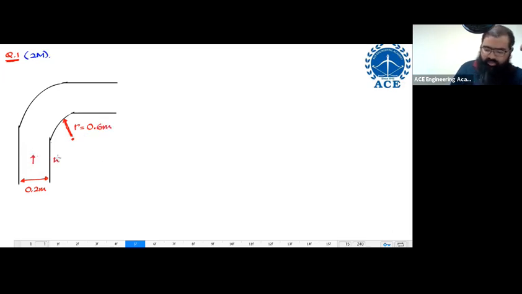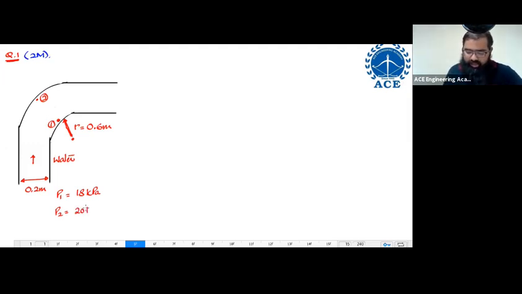There is water flowing over here. I'm giving you 2 points over here. Let us say certain point 1 I'm having, certain point 2 I'm having. Point 1 is at the inner wall of the bend. Point 2 is at the outer wall of the bend. Regarding point 1 and point 2, I'm going to give you the value of pressures, P1 and P2. Let us say the value of P1 is equal to 18 kilopascal. The value of P2, let us say, is equal to some 20 kilopascal.